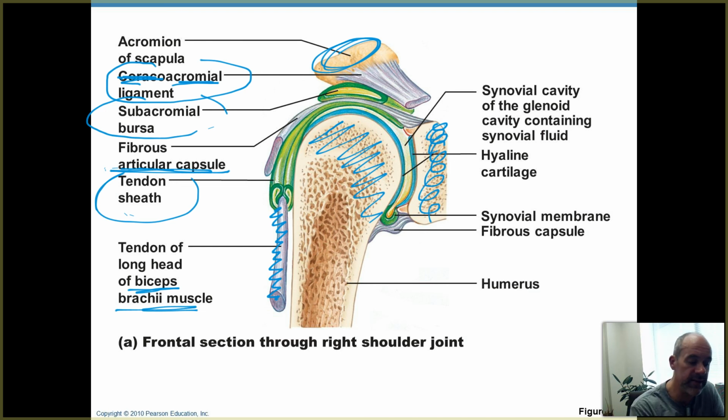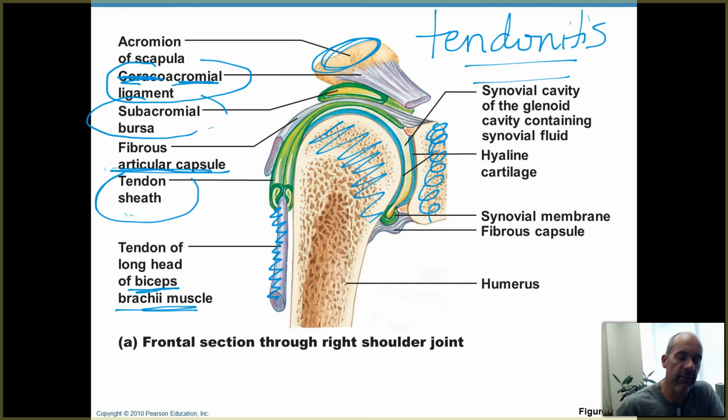When you have tendinitis, which is not an unusual thing to have happen, a lot of times you're experiencing some inflammation in the tendon sheath. So those types of structures can get damaged, and when they get damaged, you have inflammation and you get soreness and so forth associated with that. All right, so I just wanted to point that out.